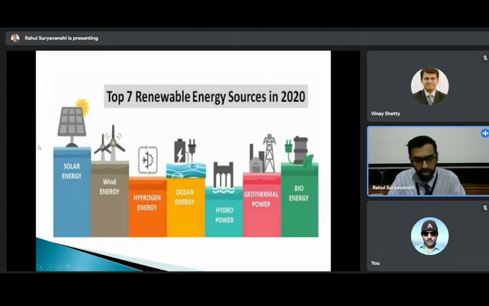Apart from solar and wind, there are other types of renewable energies, that is, hydro energies, then ocean energy, which is basically tidal energy, then hydropower, then geothermal, biogas, and bioenergy. So there are different types of energy resources which are available.